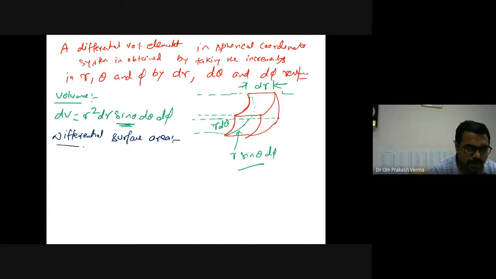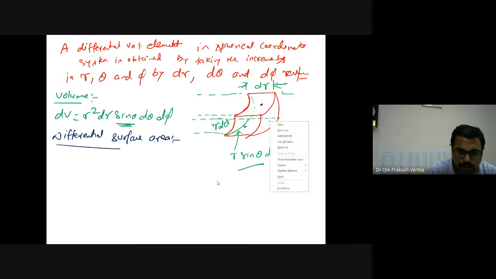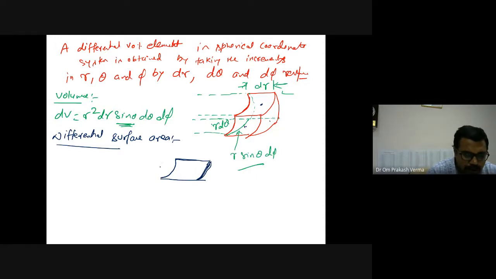This differential surface area again has three parts. We have taken the first part, the second face, and there is a third face. We are trying to draw these three faces for better understanding and clarity. So see, I'm trying to draw. The first face. What is this? Please tell me. I have taken this one.